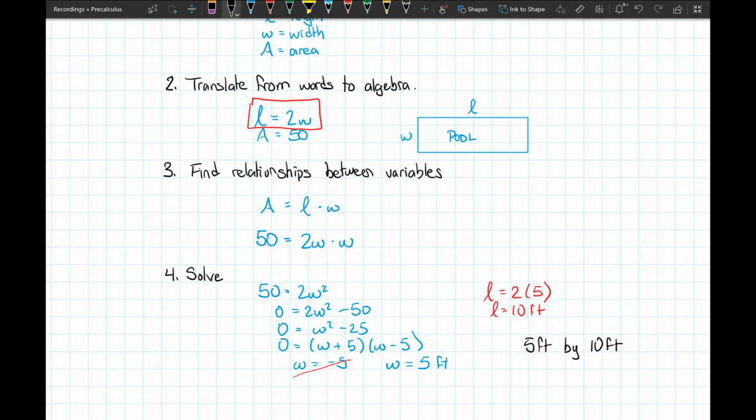Now, there is more than one kind of problem that may involve rectangles. We may also be interested in the perimeter. For instance, maybe instead of a pool, we have a garden and we need to put a fence around it. Or we could be taking a look at other shapes, maybe not rectangles. Maybe, for instance, we want to take a look at triangles. And here's a very common type of problem involving triangles.